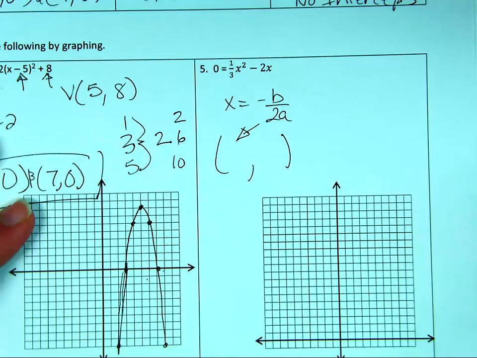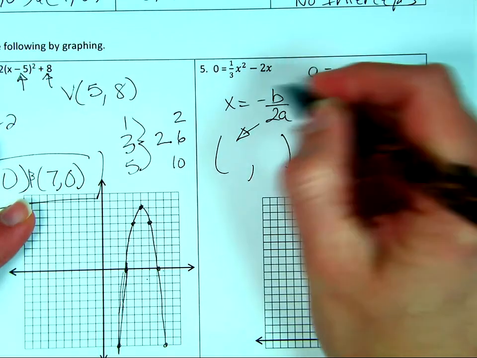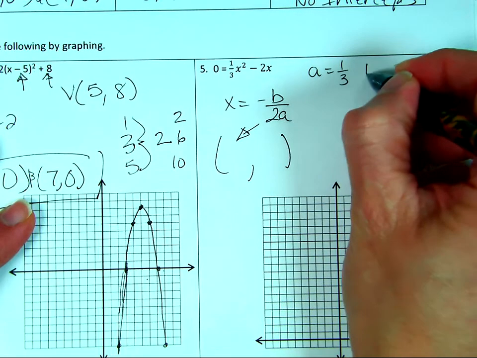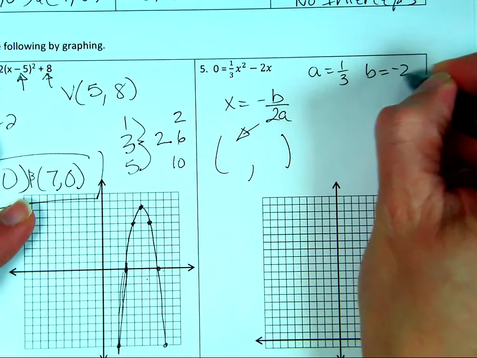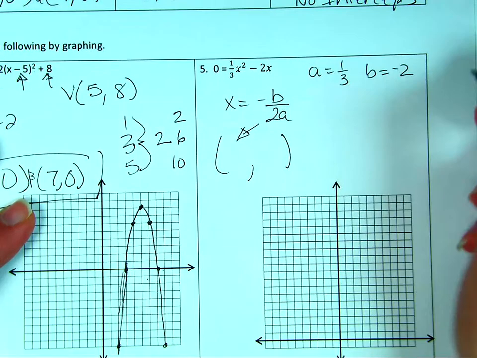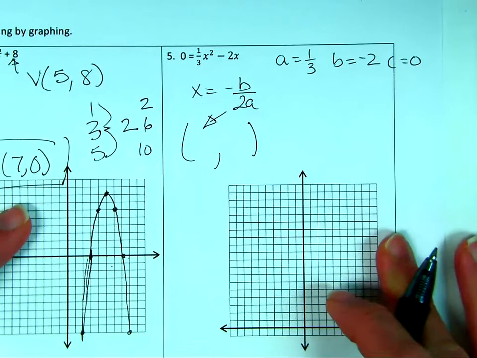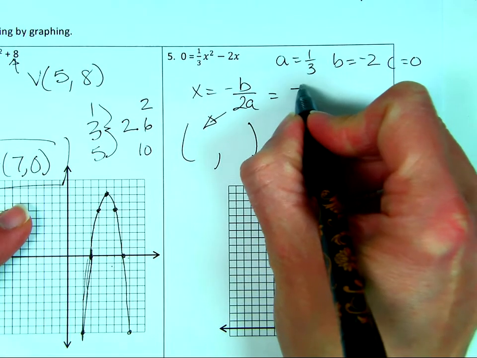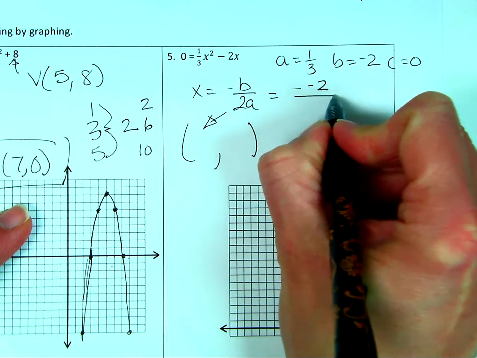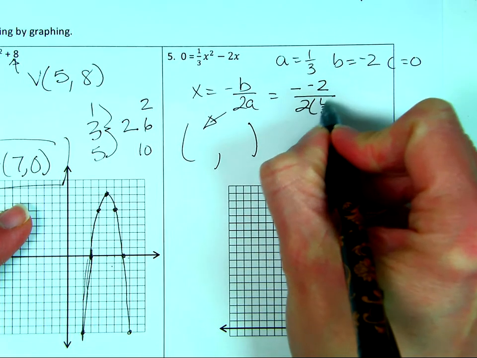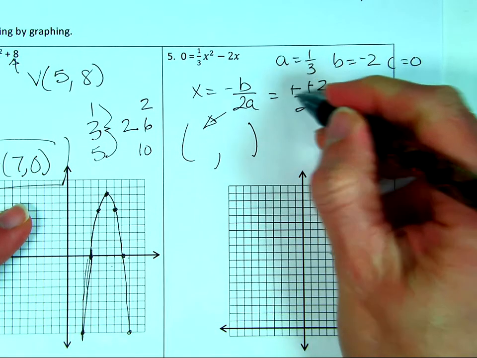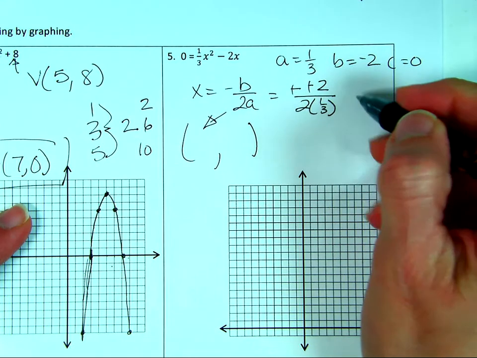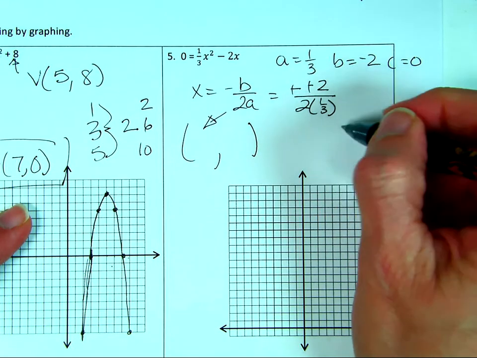So remember, a is the number in front of x squared. That's my 1/3. b is the number in front of x. That's -2. There is no number without a variable, so c is 0. So I'm going to find x equals -b, which is -(-2), over 2 times 1/3. Well, those cancel because two negatives, when they're right next to each other, are going to make a positive. The opposite of -2 is +2.